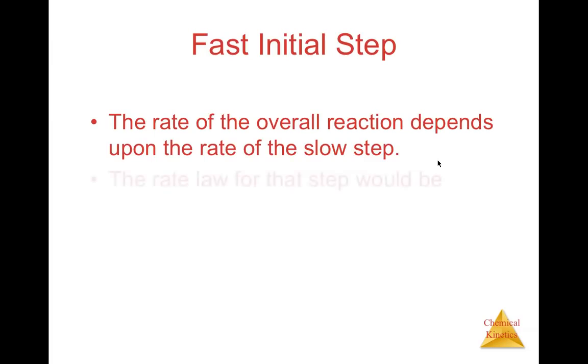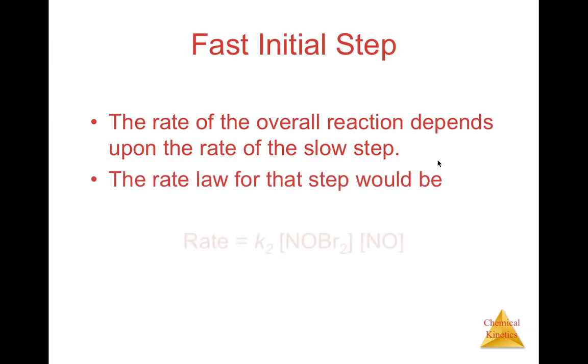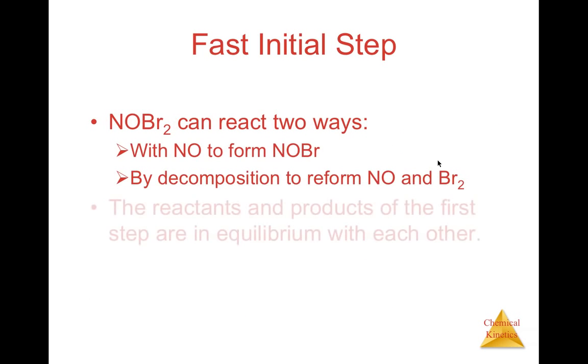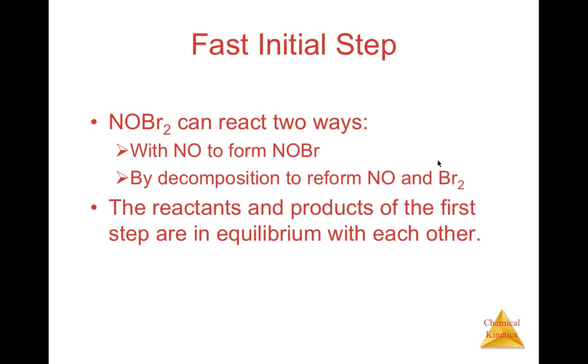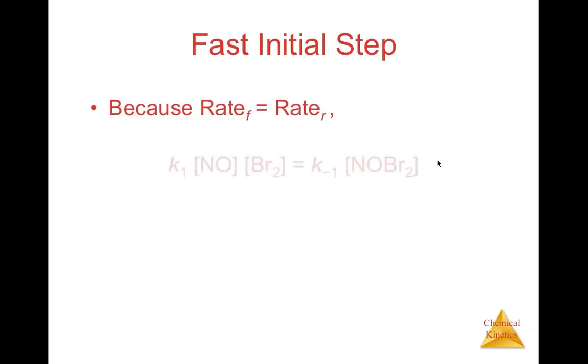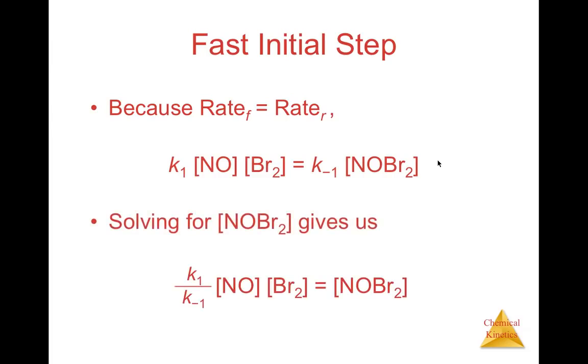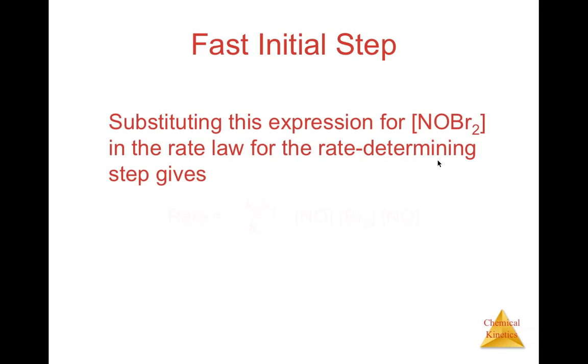The rate law of the overall reaction depends upon the rate of the slow step. The rate law for that step would be this, but you can't have NOBr2 in there because it is not in the overall reaction. So how can we find it? Well, you can look backwards to the equilibrium step. The rate forward is equal to the rate reverse, which is true at an equilibrium step. Solve for NOBr2, and you end up with this expression that we plug in.